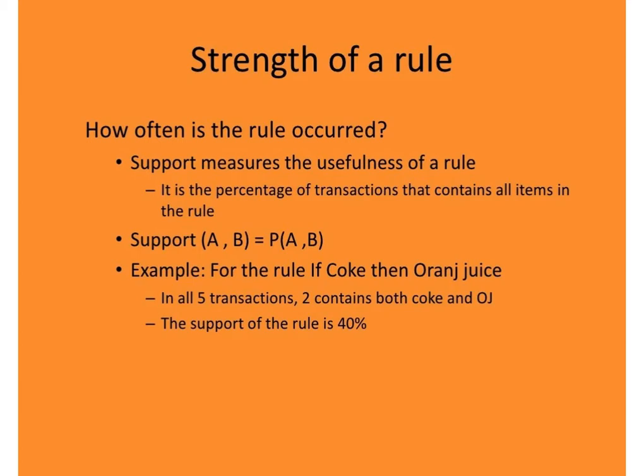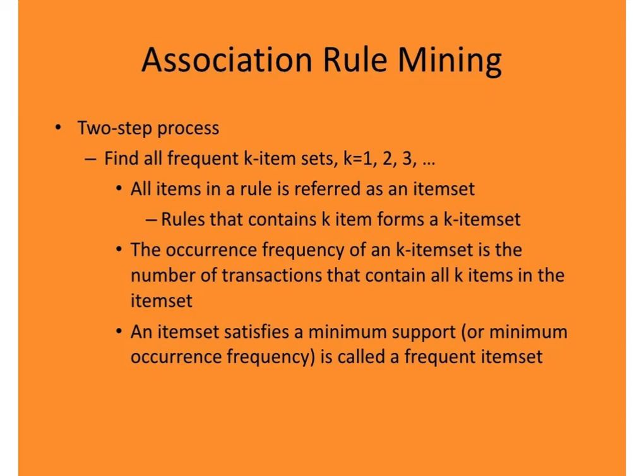So next is rule mining, which is a two-step process. First, find the frequent item sets, with K from 1 to infinity, for example. The items in a rule refer to an item set. So a rule containing K items forms a K-item set. K is the number of items.